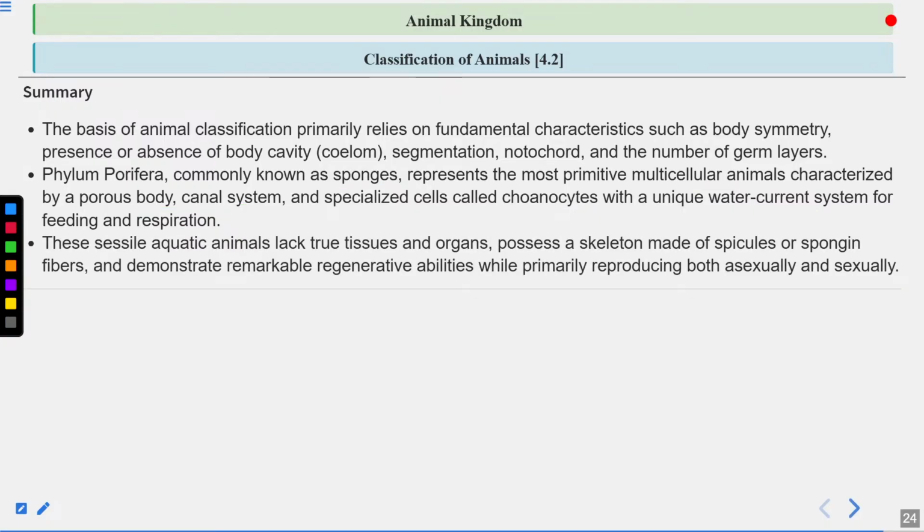They are sessile organisms, attached to the substratum, right? They lack true tissue or organs, possess a skeleton made up of spicules or spongin fibers, demonstrate remarkable regenerative abilities, while primarily reproducing both asexually and sexually.